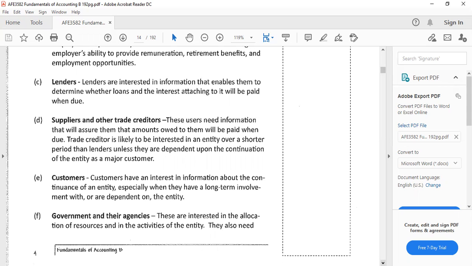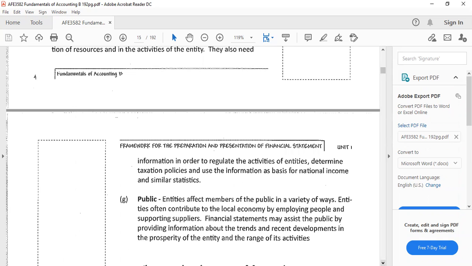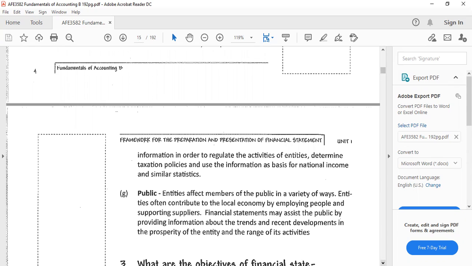They are also interested in taxation. Every company needs to pay tax. So that is mostly the main reason why companies would want financial statements. They would want to determine the tax.